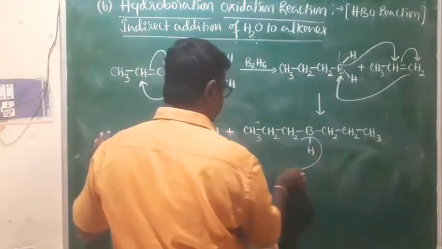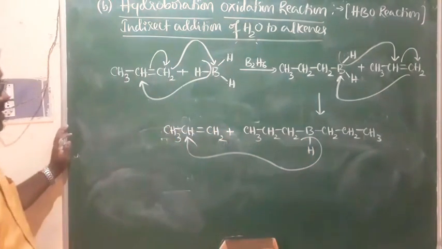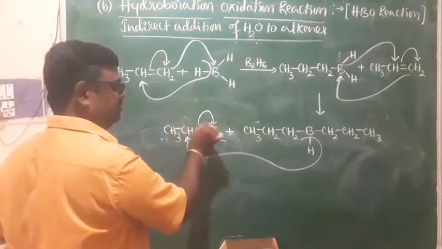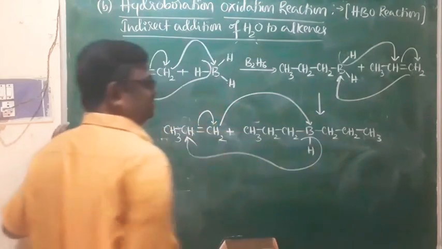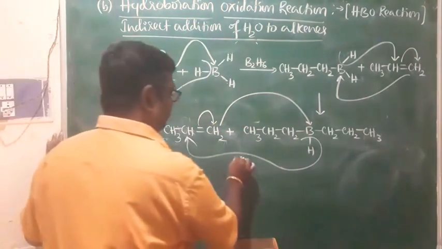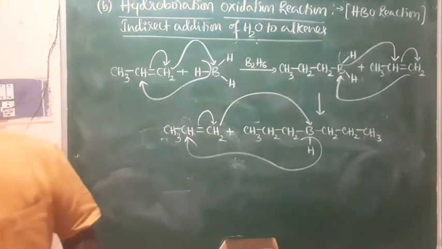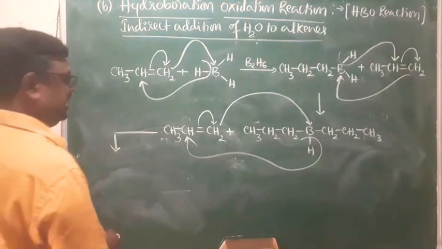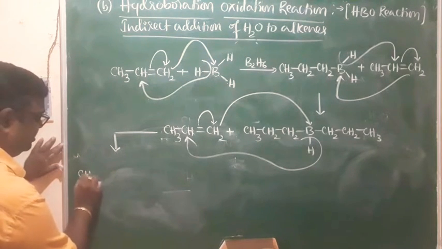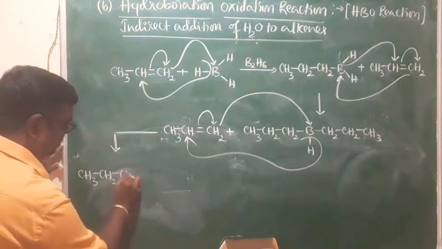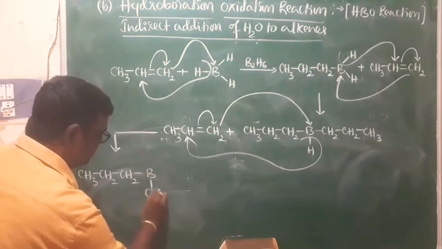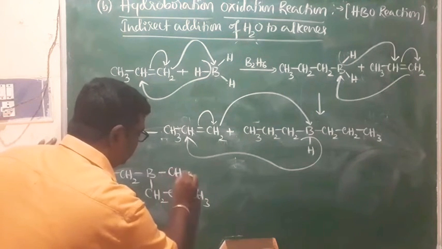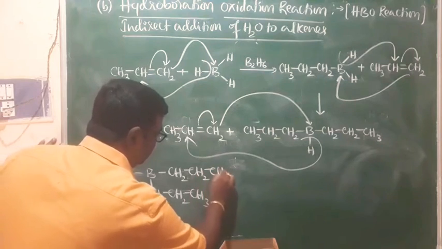Now this minus attacks this. Then the electrons shift to CH2, plus and minus: minus attacks this plus, right? Again, you are going to get tripropyl borane. Yes, that is what we call tripropyl borane. This is CH3, CH2, boron, and it is CH2, CH3, and this is CH2, and it is CH3, right?